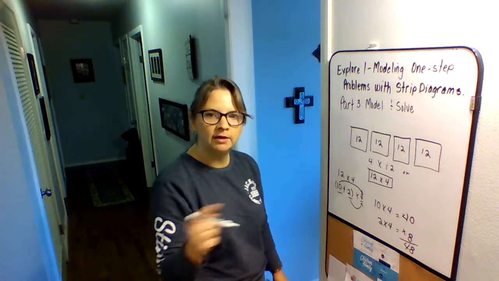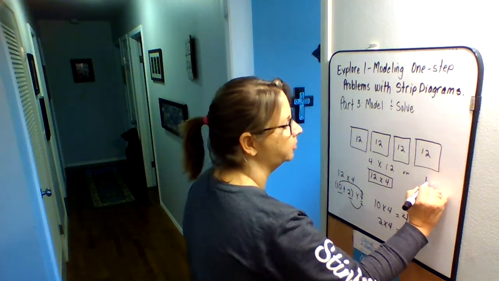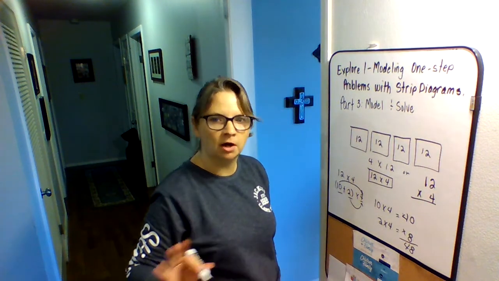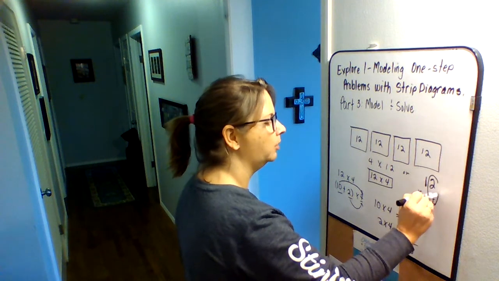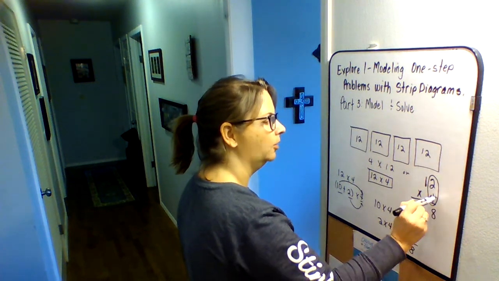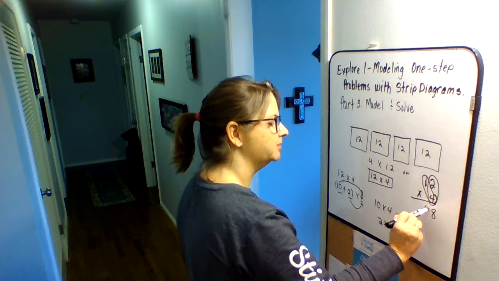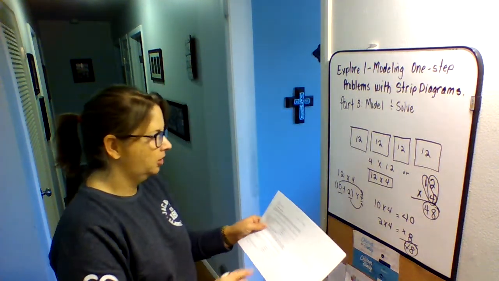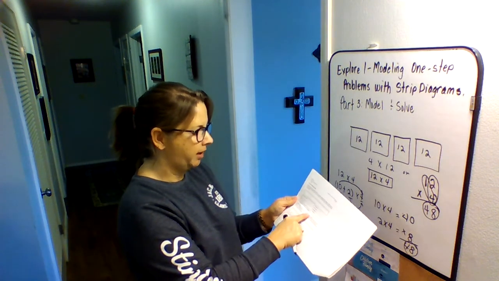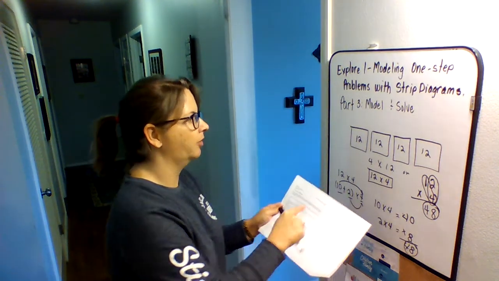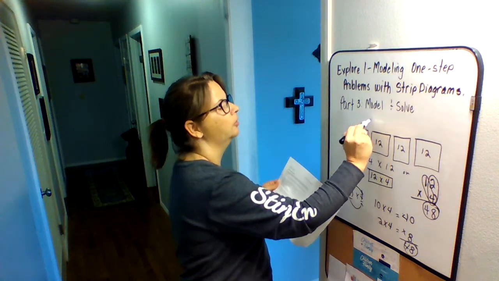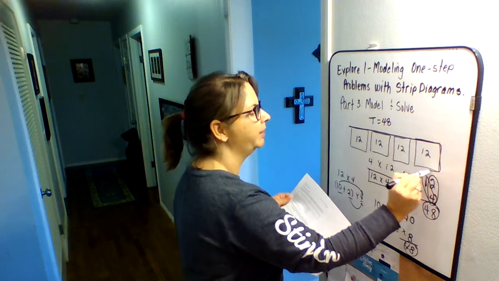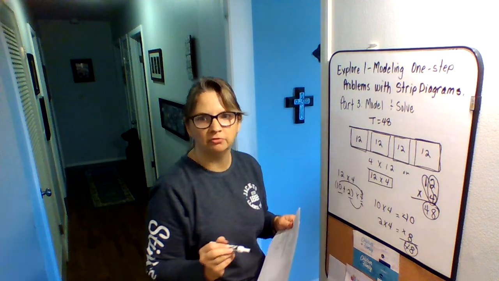Now, if I wanted to come back and do standard algorithm, I would do 12 times 4. We always start in the ones place no matter what we're doing. 2 times 4 is 8. 1 times 4 is 4. Either way we do it, we're still going to get 48. You're going to list your equations. You're going to answer the question. Strip diagram. This is your strip diagram. Your total is 48. You're going to break that bar into the 4 pieces. Each piece has 12. All right?